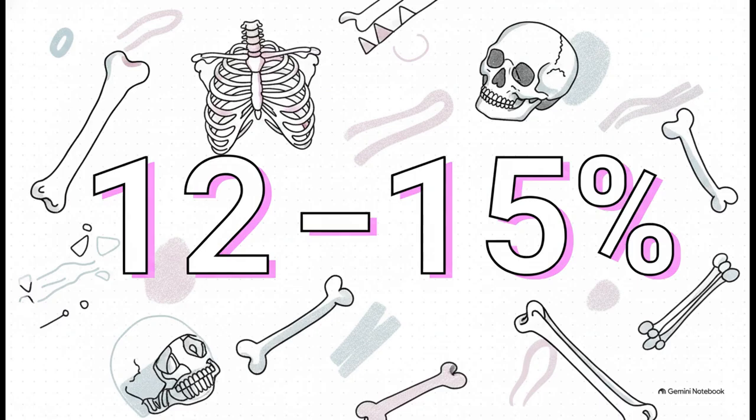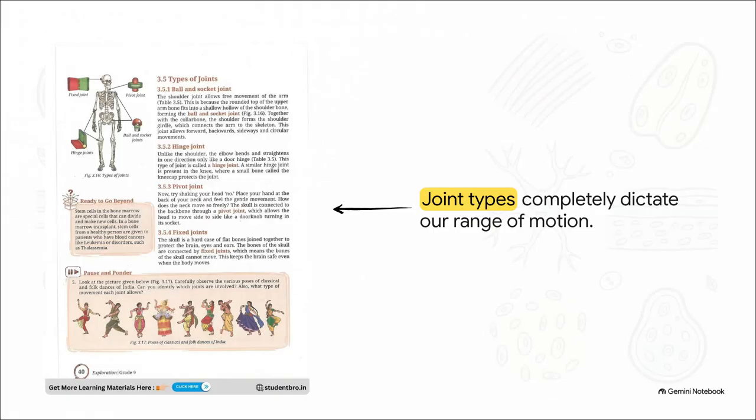Have you ever wondered how much of your total body weight comes from just your bones alone? On average, the adult human skeleton makes up roughly 12 to 15% of your body weight. For real, it is a remarkably lightweight, yet incredibly strong framework. But here's the catch. Bones can't move on their own, and muscles can only pull, they can't push. Because of that, our range of motion is entirely dictated by the brilliant engineering of our joints.